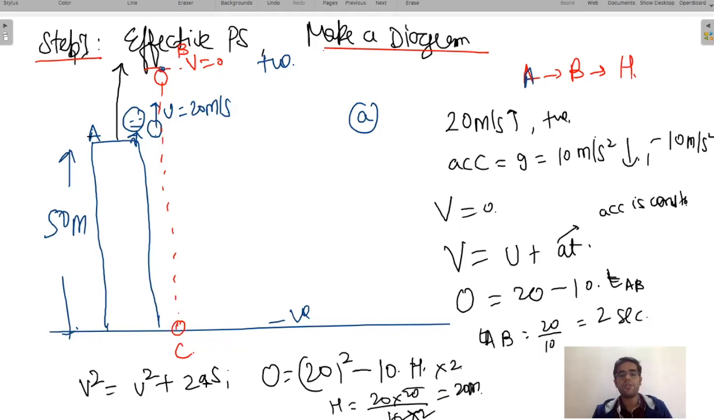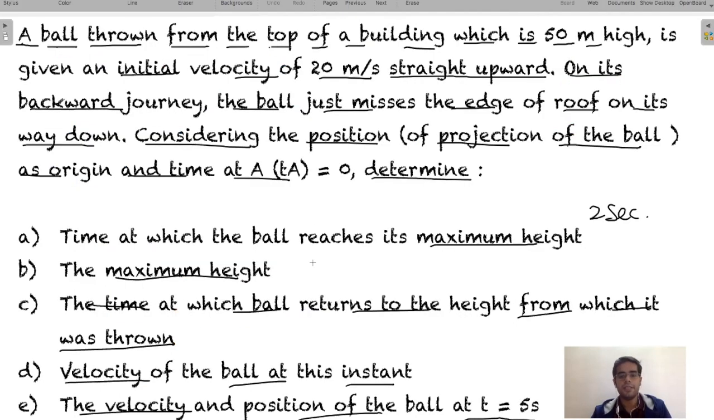So v² = u² + 2as we use for part B and we get the height as 20 meters. Okay.